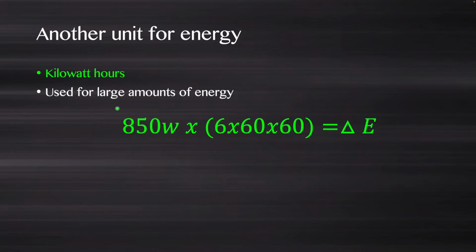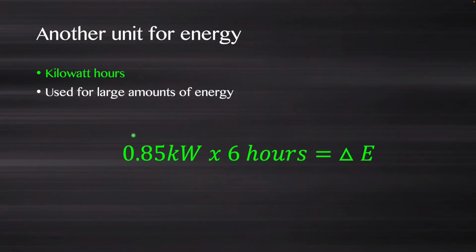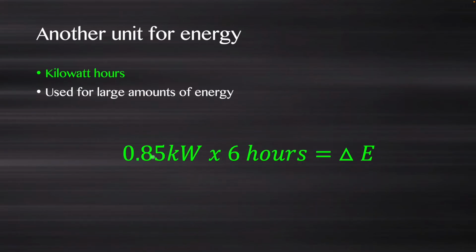And we're actually going to change our numbers in the calculation here. I'm going to change my 850 watts to 0.85 kilowatts. Now, how did I do that? Well, remember K means 1,000 watts. So I took 850, which I had from before, divided by 1,000, and got 0.85. So it's 0.85 thousand watts.